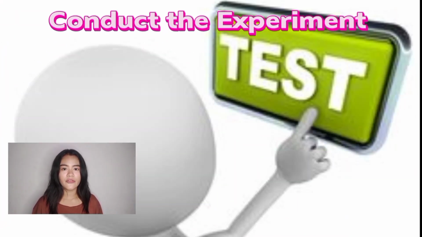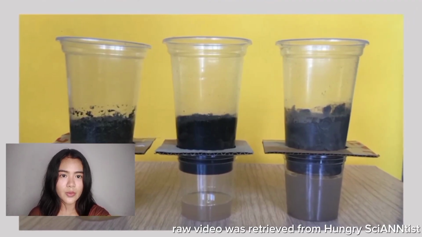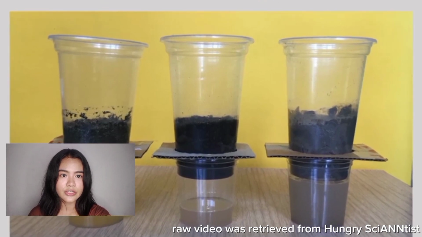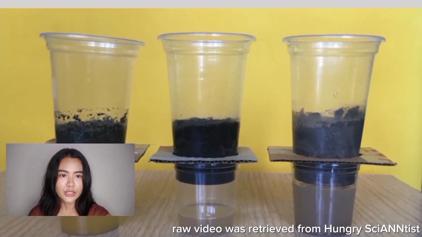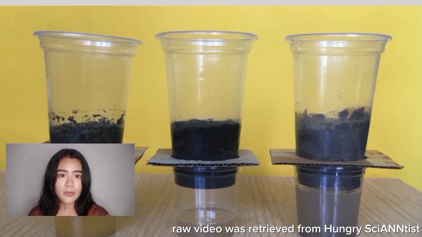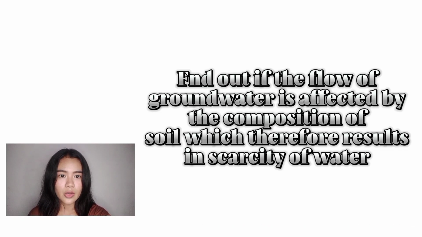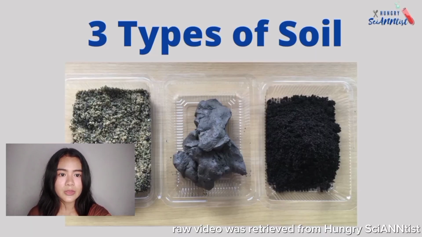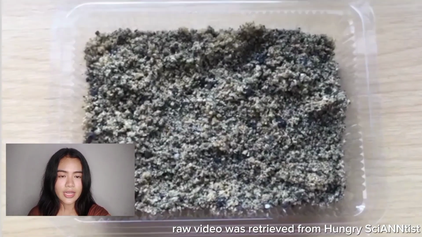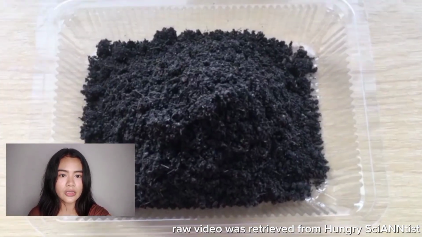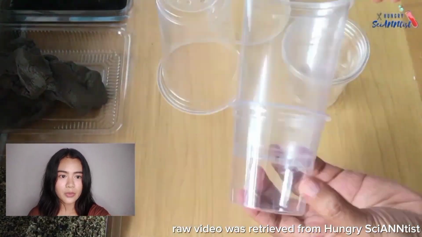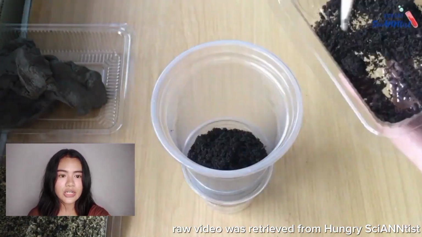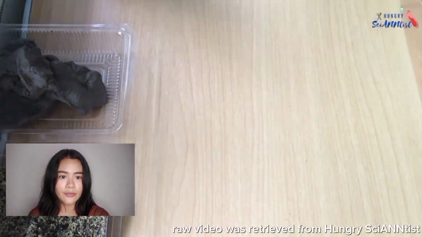We will devise and perform the experiment to test the hypothesis. In this experiment, we will need 3 types of soil, containers, and water. We are going to measure how fast water flows in each type of soil to find out if the flow of groundwater is affected by the composition of soil, which therefore results in scarcity of water. The 3 types of soil in this experiment are sandy soil, clay soil, and loam soil. Prepare the plastic cups with holes at the bottom, then fill each cup with different types of soil.